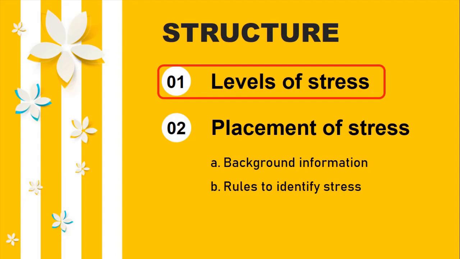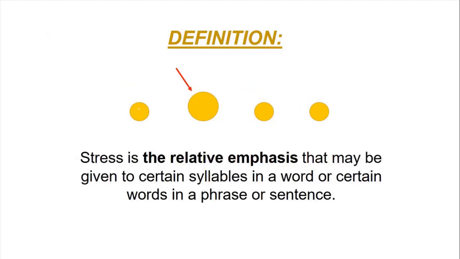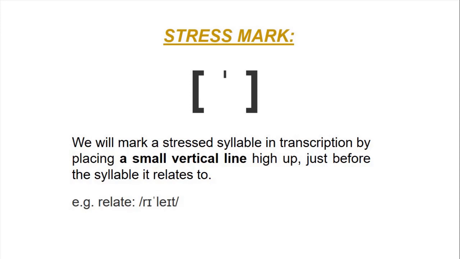First, we come to some general information about stress. Stress is a relative emphasis that may be given to certain syllables in a word or certain words in a phrase or sentence. We will mark a stressed syllable in transcription by placing a small vertical line high up just before the syllable it relates to. You can see this small vertical line before the syllable "late" in the word "relate."